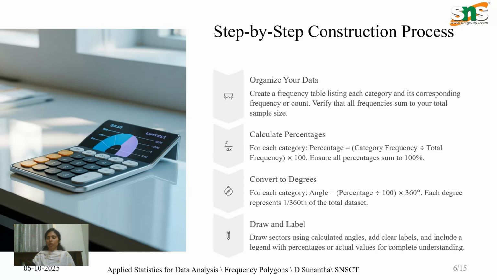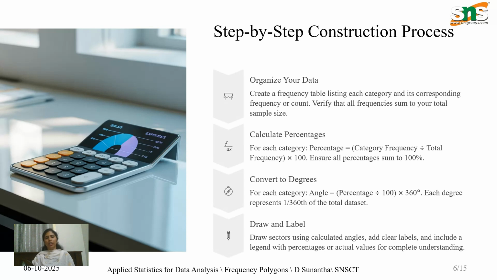Next is calculation of the percentage. If we have the data in raw format, then we have to convert it into a percentage format by dividing a given data by the total data. So, we have to add all the percentages so that it could be equal to 100%.